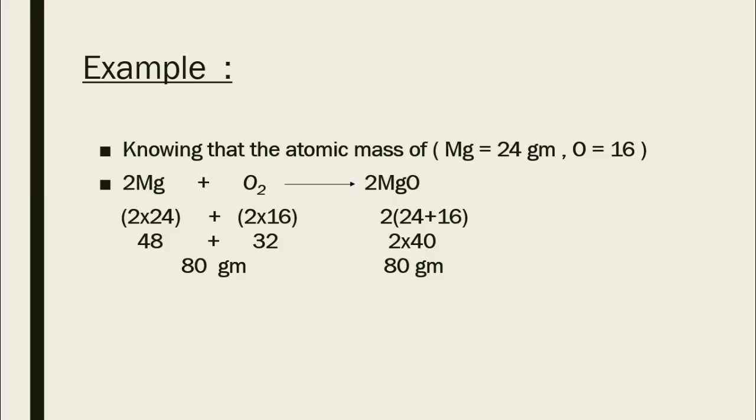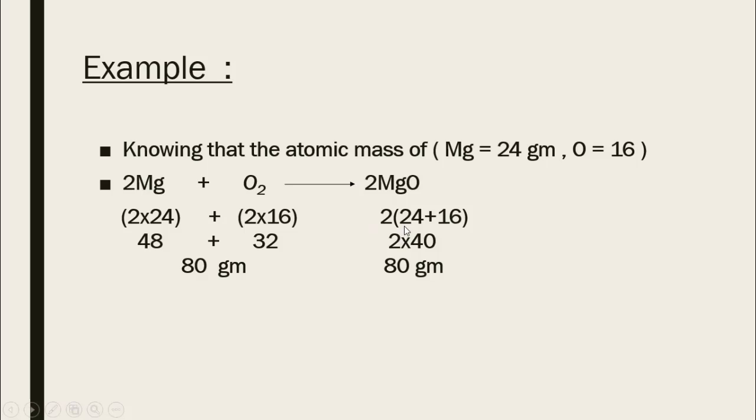How can we calculate the mass of this equation? By multiplying the number of molecules by the atomic mass of the element. The magnesium here is 24 grams, so multiplying 2 times 24 equals 48 grams. And here 2 times 16, because the atomic mass of oxygen equals 16, so 2 times 16 equals 32 grams. Here 48 plus 32 equals 80 grams.